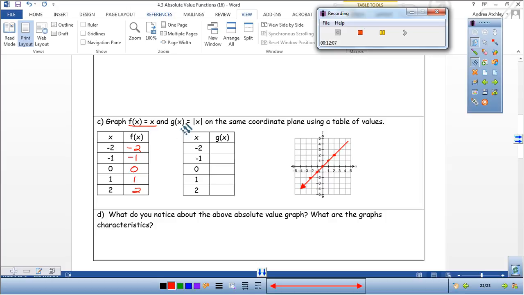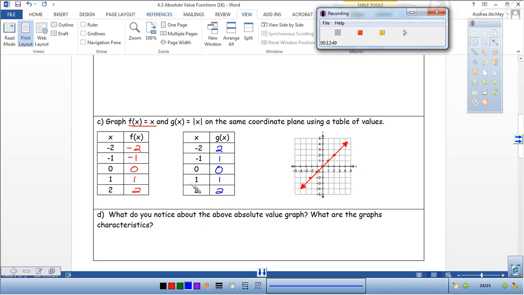Now we want to graph the absolute value of x. So all that's going to change is now we'll take the absolute value of all of our numbers. So we want to know this. When x is negative 2, what is the absolute value of negative 2? 2. When x is negative 1, what's the absolute value of negative 1? Absolute value of 0. Absolute value of 1. Absolute value of 2, 2.